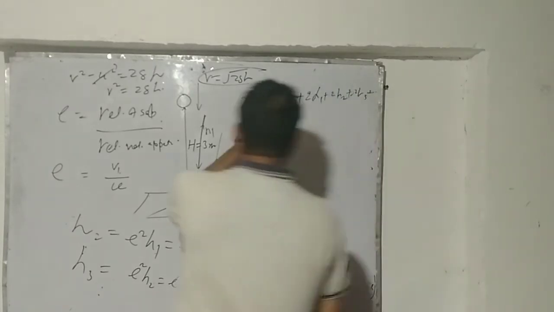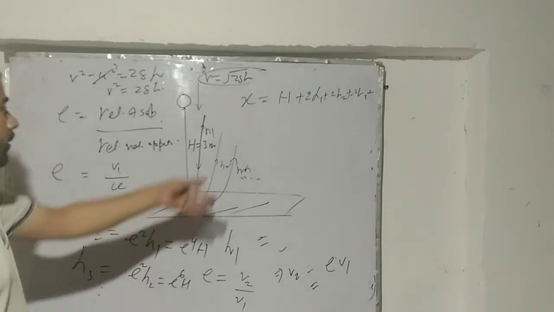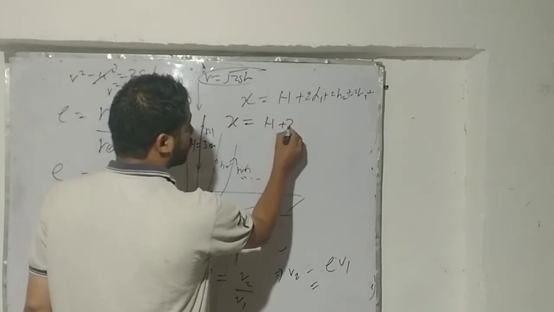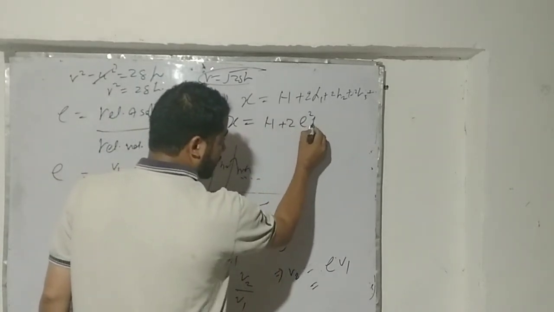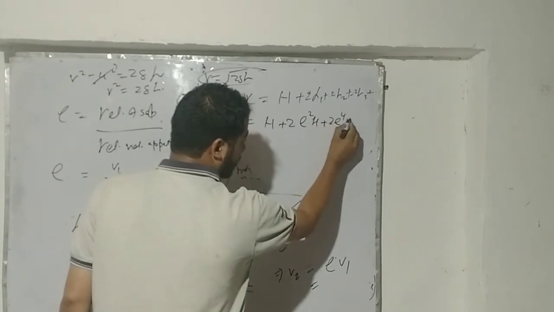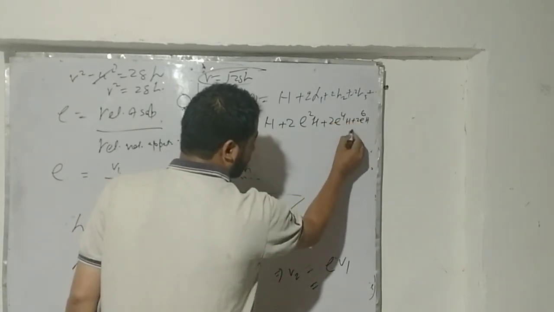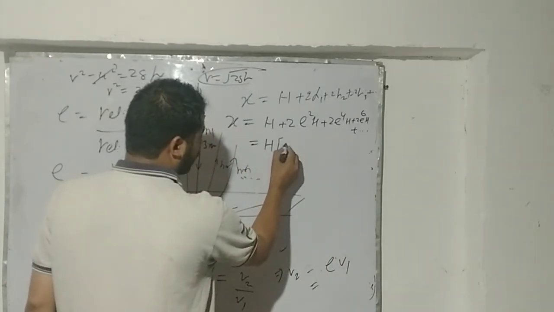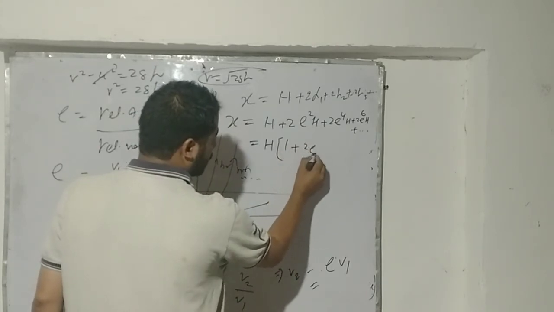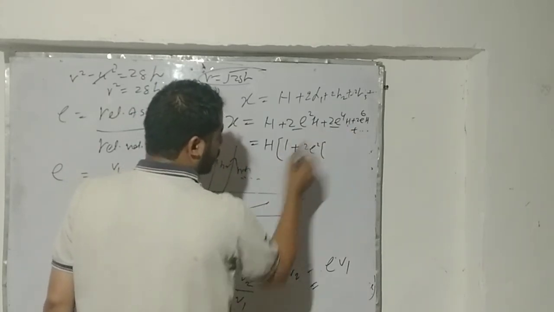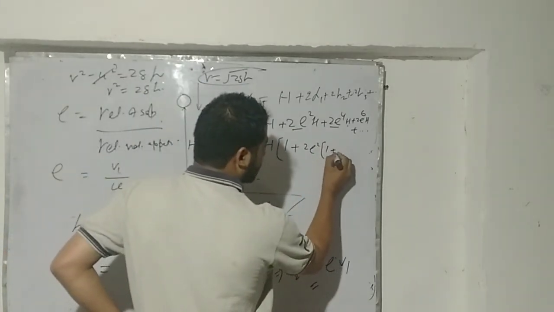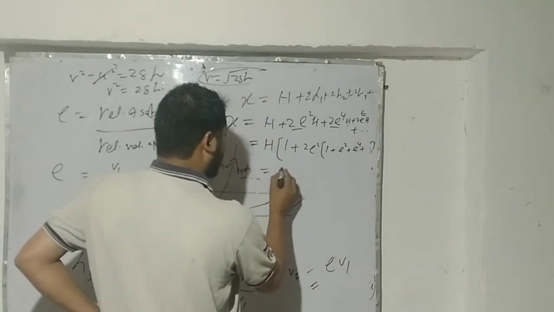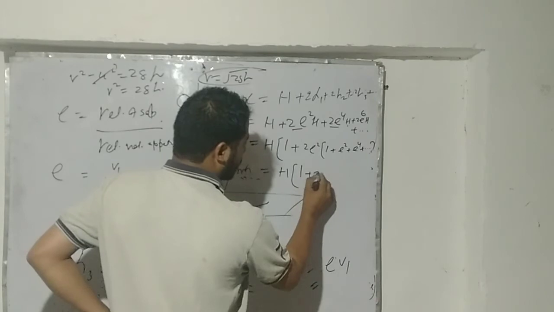So if I give the values back to these h1, h2 and h3, my x will simply be h, 2 times h1 will be 2e square h, okay, it will be 2e to the 4th h plus 2e to the 6th h plus so on. So here I will make h common, so it will be h times 1 plus 2 e square, 2 e square being present everywhere, so 1 plus e square plus e to the 4th plus so on.